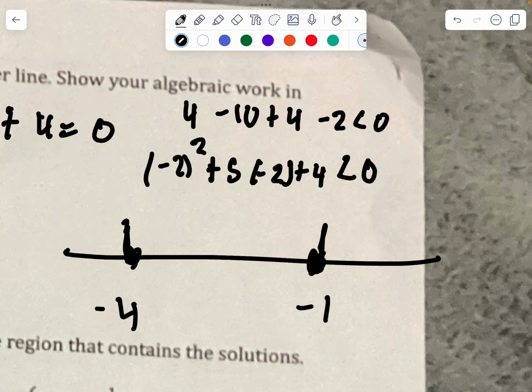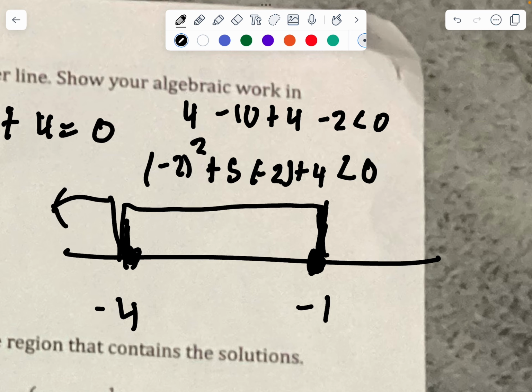That's true. So our arrows, our bar or whatever, is going to be like this. If it was false, then the arrows would be out like this. But it's not false, so they're connected.